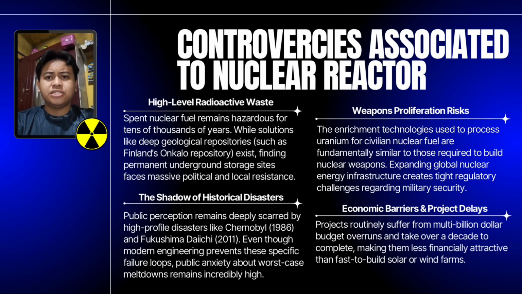The second one is the shadow of historical disasters. Public perception remains deeply scarred by high-profile disasters like Chernobyl and Fukushima Daiichi, even though modern engineering prevents these specific failure loops. Public anxiety about worst-case meltdown remains incredibly high.